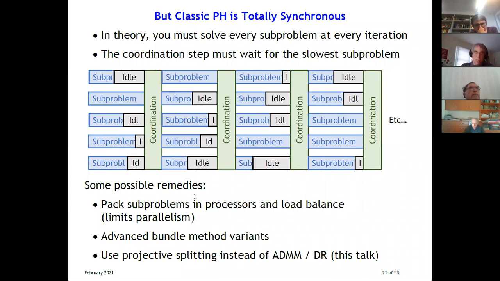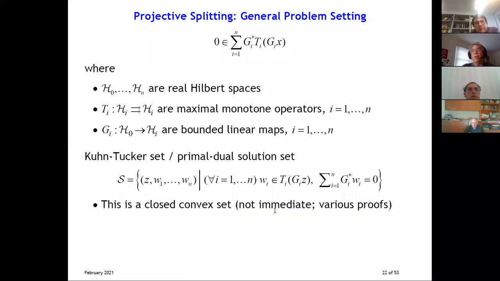Now, one thing you could do to counteract that is to pack multiple subproblems into processors and load balance and so forth. Or you could use some advanced bundle methods, which I'm not going to talk about here. Or you can do what I'm going to talk about soon, which is to use a different form of splitting method that's more flexible than DR and ADMM. Okay, so that's what I want to talk about now.